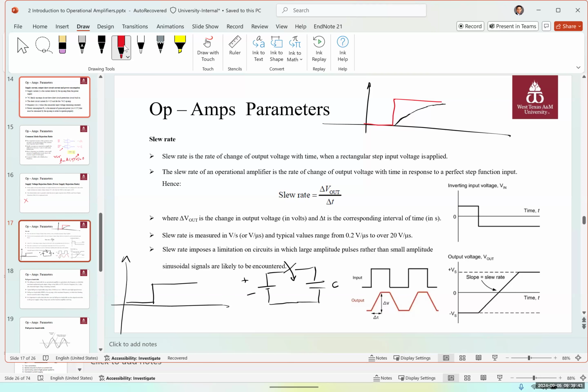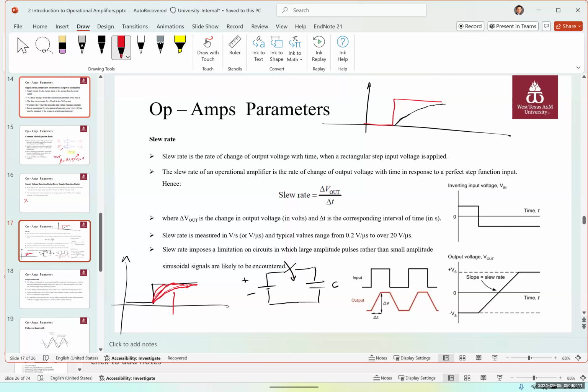Ideally, the capacitor should charge immediately and follow that step. But in the real world, it takes time for that capacitor to charge, and that's called the response time, okay? The larger the capacitor is, the more time it's going to take. So you're going to have different slew rates based on different capacitors. If you have a large capacitor, it's going to take longer. If you have a small capacitor, it's going to take less time, okay?